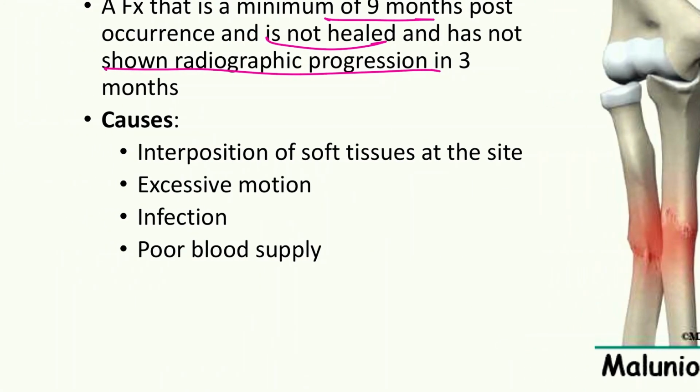Causes for this, soft tissue at the site. Before the healing process can begin, soft tissue got itself in between the two parts of the bone that fractured. And they won't form again because soft tissue got in the way. Excessive motion, that's why we put people in immobilization splints after they fracture something so that the process of healing can happen as well. Infection, poor blood supply, or other causes for these non-unions.